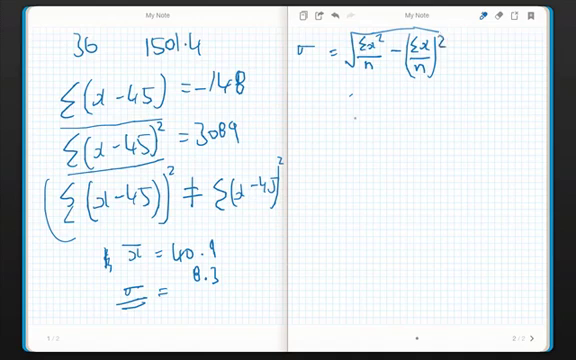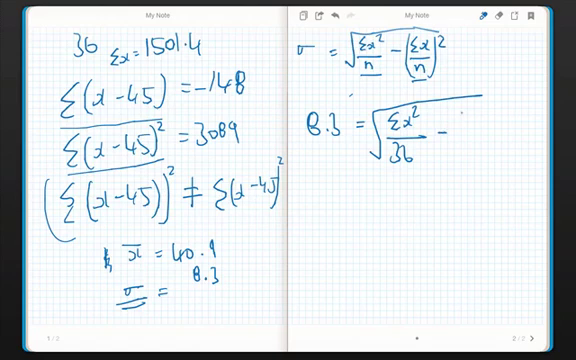Now we found sigma x originally as 1501. This is our new sigma x. Our old sigma x was 1501.4 minus 29, because we added that 29 later in the story. Now we're trying to find our old sigma x squared, so we have to use our old values. Our old n is 36, our old sigma x is 1472, and our old sigma is 8.3. So this is the root of sigma x squared divided by 36, minus 1472 divided by 36, the whole squared.